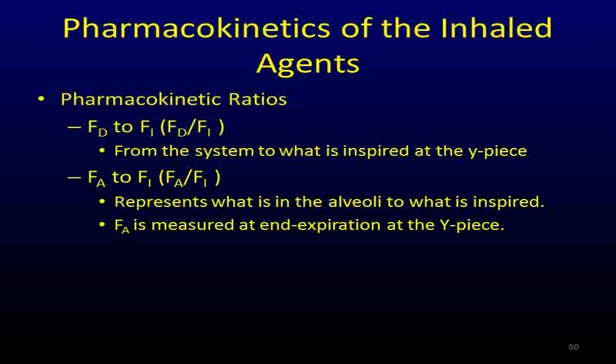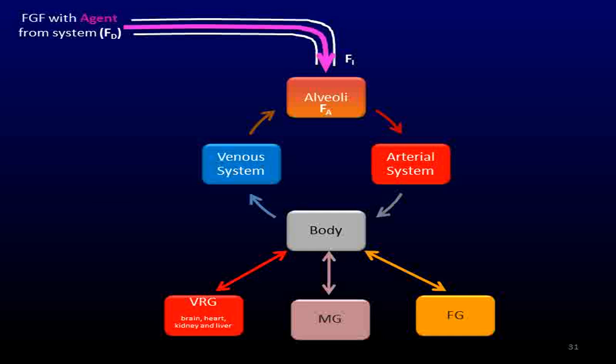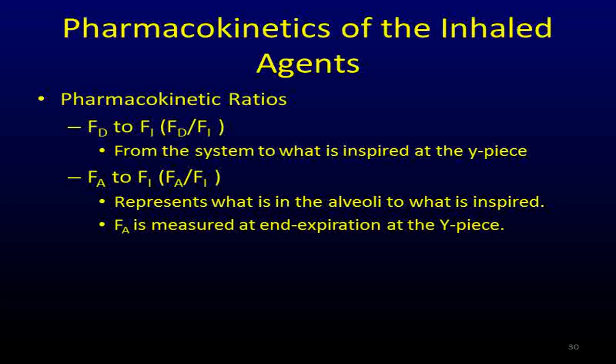So here are the ratios you have to become familiar with. The FD to FI and the FA to FI. What would be some things that would change FD to FI? So I'm coming out of the machine going into the circuit. This rubber hose, it'll soak up some of the agent. And so what you're delivering out of the machine and into the circuit isn't necessarily what's being delivered at the Y piece. Does that make sense? What if you have a leak? Okay. That's another example.